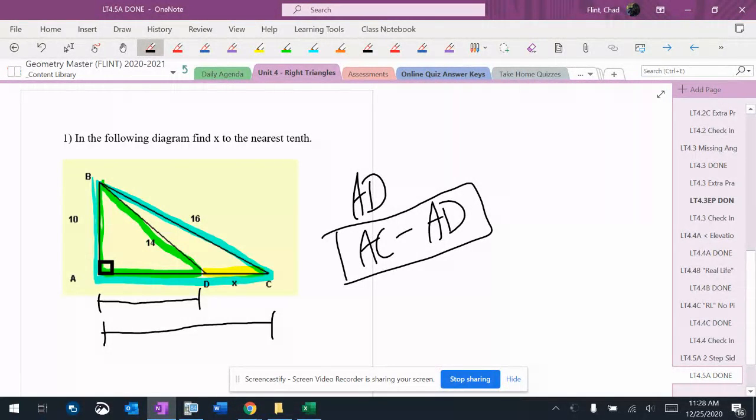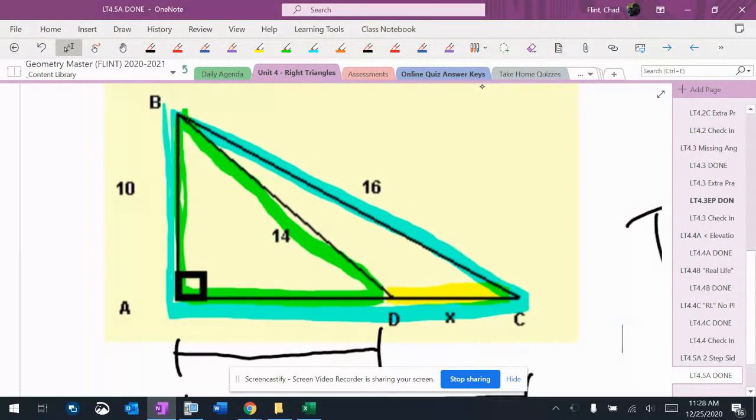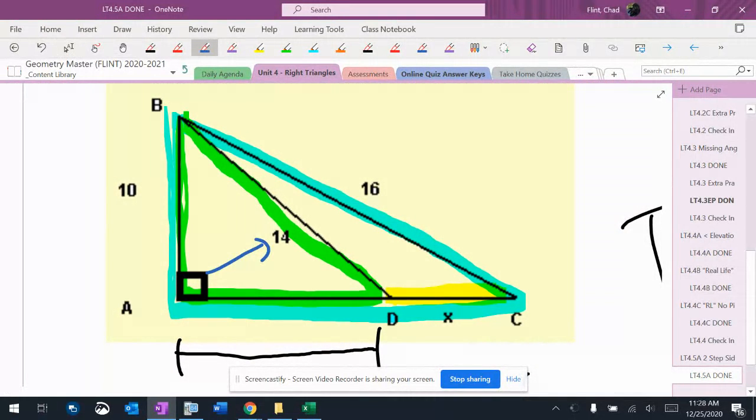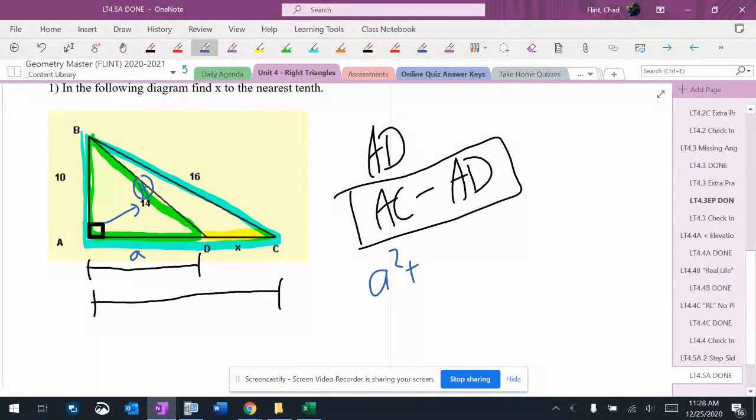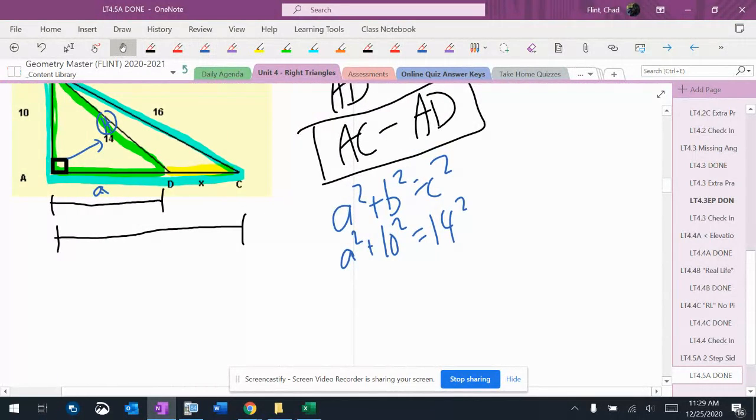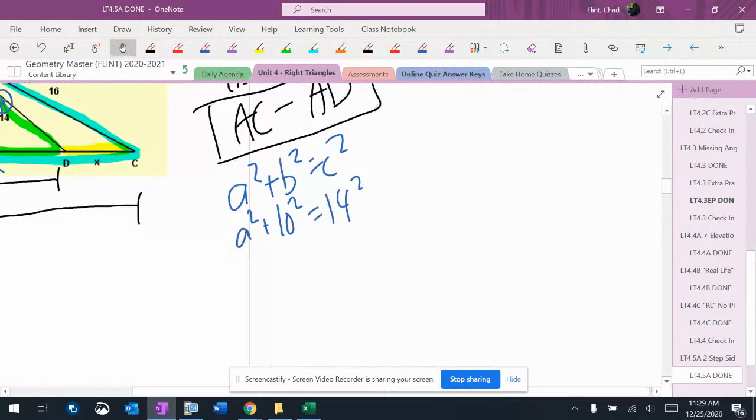I can do SOHCAHTOA very rarely, but in this case right here, I'm actually going to do Pythagorean theorem. Now look at just the green triangle. I have the hypotenuse of the green triangle right there, and I want to know this right here. I'm going to call this little side A. So A squared plus B squared equals C squared. The 14 is the C, so 14 squared. And then I called that A, so I'm going to go A squared plus 10 squared. And then I'm going to solve that side right there, which will give me the side AD that I'm looking for.